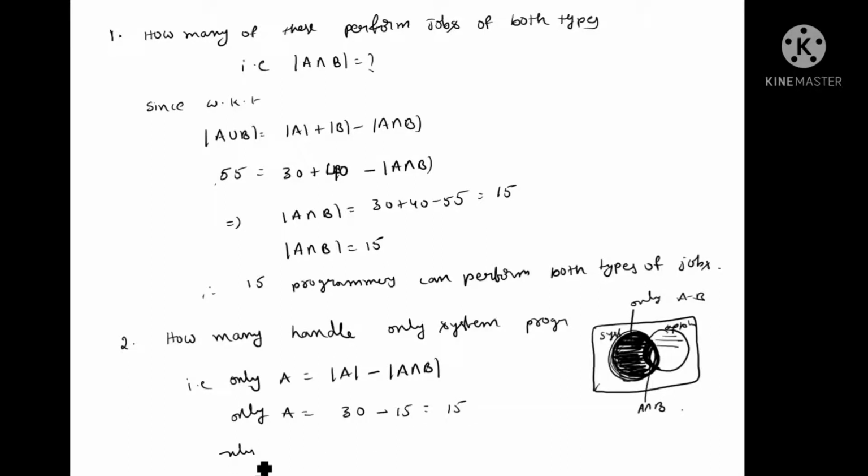So only system programmers are equal to 15. Now next, the third bit, only application programmers. How many handle only application programmers?